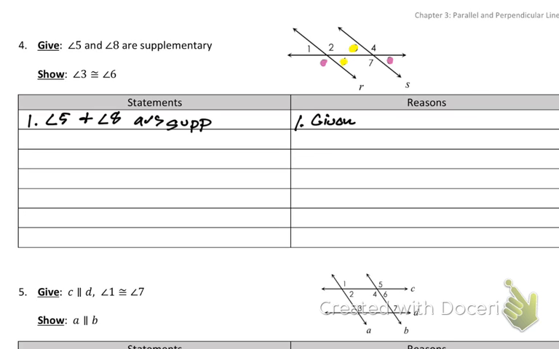Oh, they're alternate interior angles. Aren't we done? Why not? We need the parallel lines first. We need parallel lines before I can say these two things are congruent. So we need to take these pink dots and prove that R is parallel to S first.